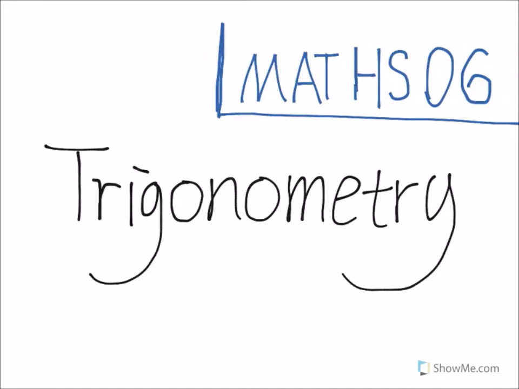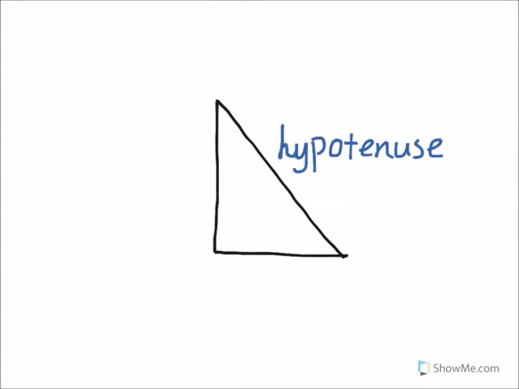Today we're going to talk about trigonometry. First of all, it's very important to know that trigonometry only happens when you have a right-angled triangle. That is, a 90-degree triangle.